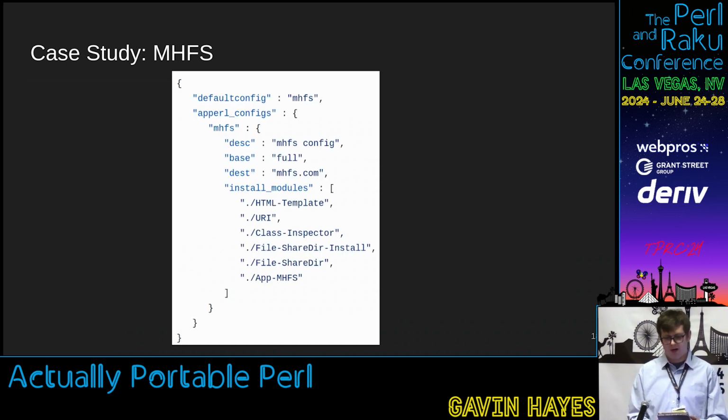This is the APPerl project config for MHFS. It consists of one target config titled MHFS and is based off of the full Perl target, and the final executable name is mhfs.com. As it includes more than a default Perl installation, it installs some non-core modules off of disk: HTML::Template, URI, Class::Inspector, File::Slurp, File::Shader, and finally App::MHFS, the server program itself. The install modules feature is able to install ExtUtils::MakeMaker using distributions and handles relinking the binary.